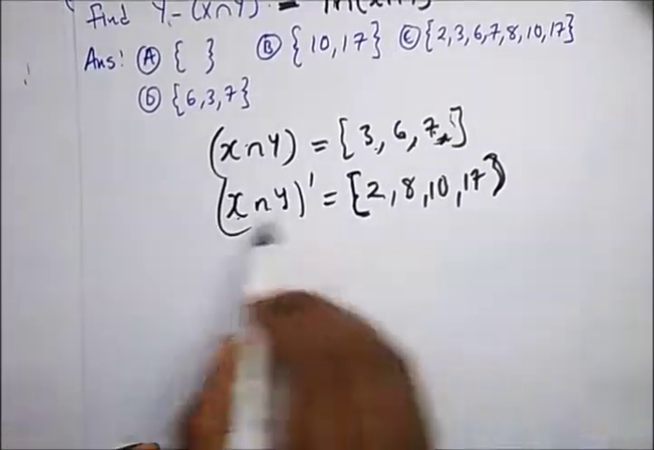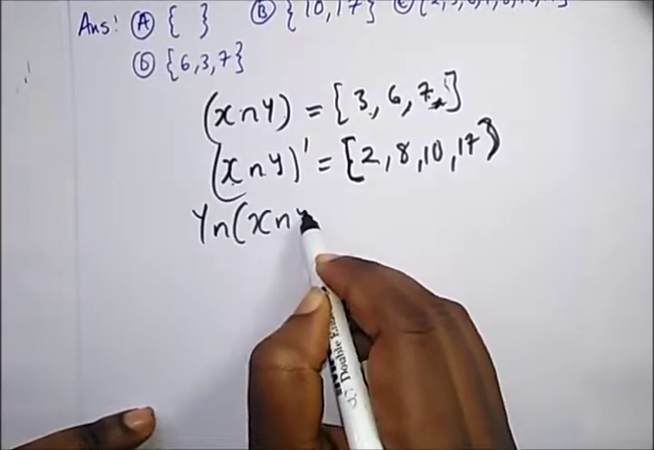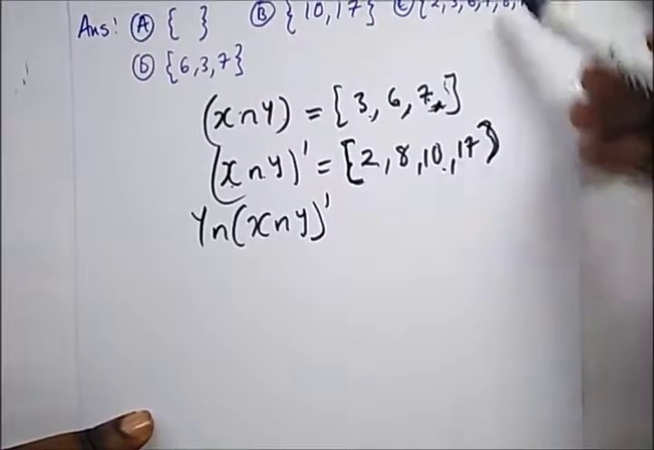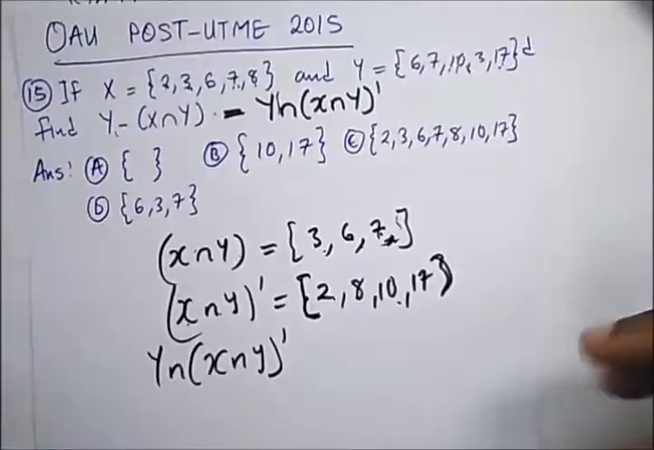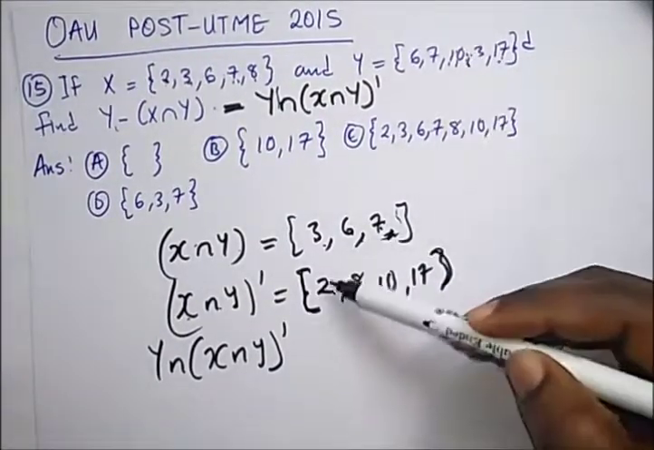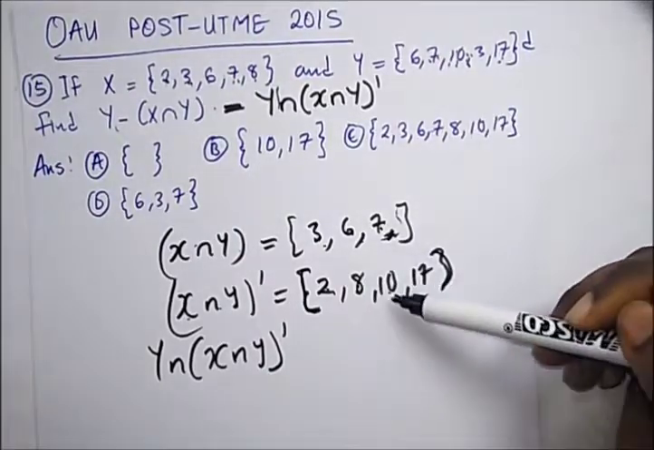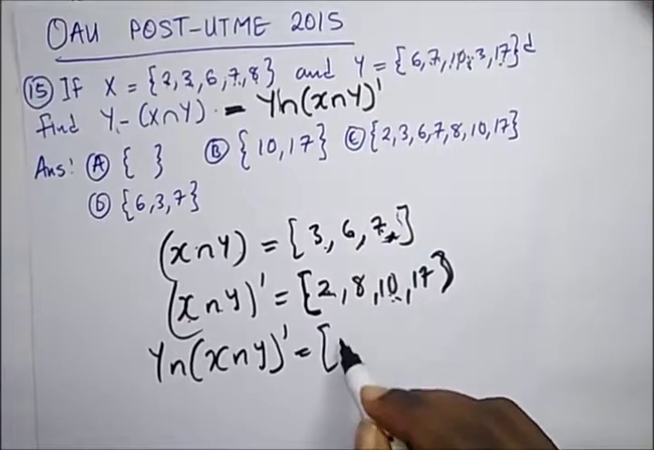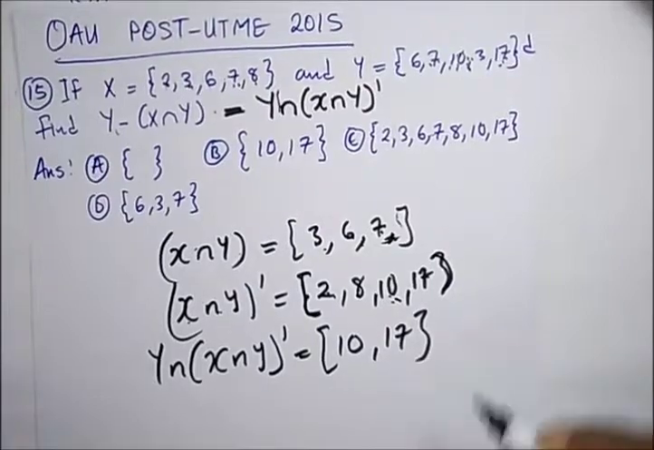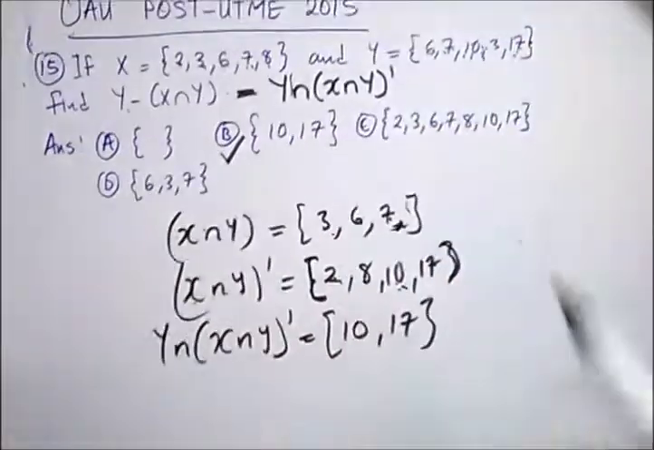Okay, so now we understand this. The next thing we have to do is X intersection Y prime. So we're going to look for the intersect between this and Y. What is the intersect between this and Y? 2 is here, 2 is not here, so it's not common. 8 is here, 8 is not here. 10 is here, 10 is here, so that's an intersection, that's a common one. Then 17 is here, 17 is here. So this is our answer, 10 and 17. And our right option is option B.